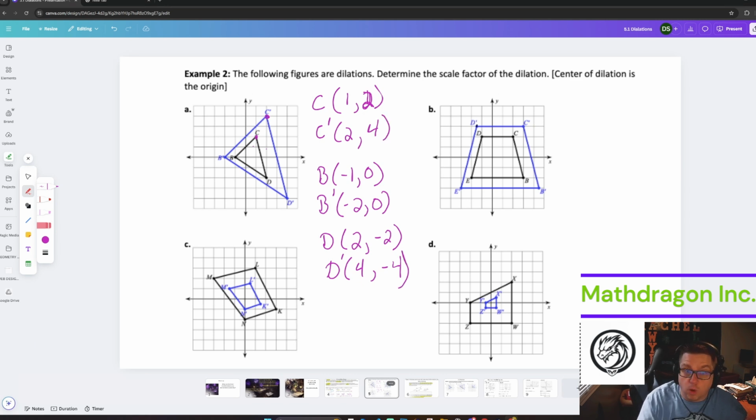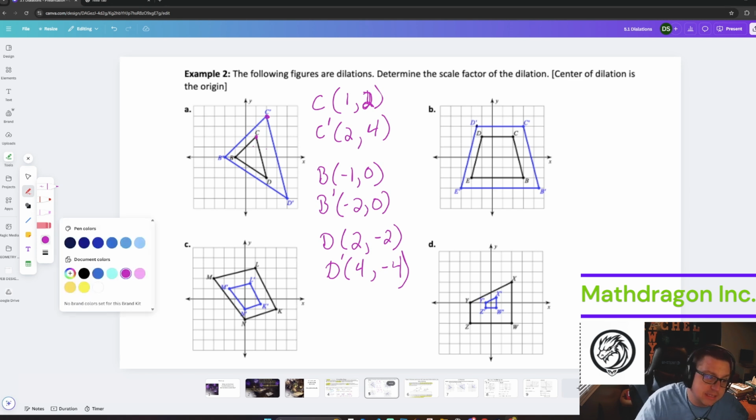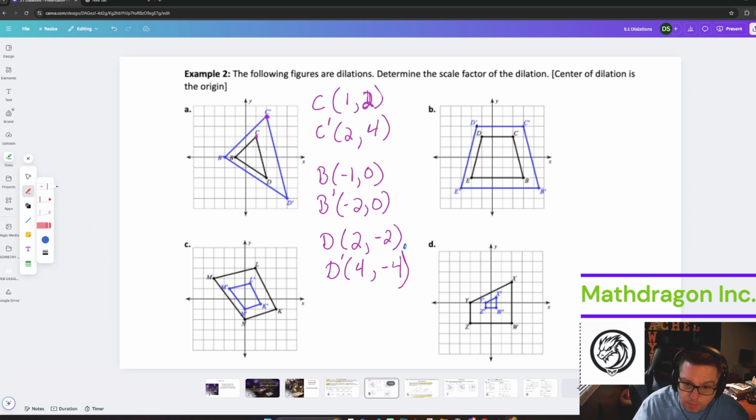So, what was throwing me off is I couldn't multiply this by something in order to get this ordered pair. I can see that kind of clearly, because if I multiply by 2, 2 times 2 is 4. Negative 2 times 2 is negative 4. Negative 1 times 2 is negative 2. But when it came to this one, this was the tricky one, but I miscounted. It's 1, 2. So this is 1 comma 2 for C, and then 2 comma 4 for C prime.